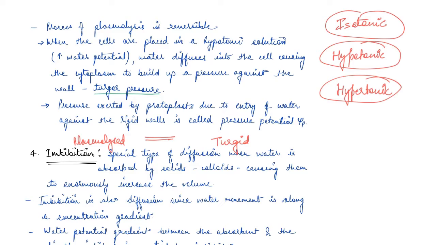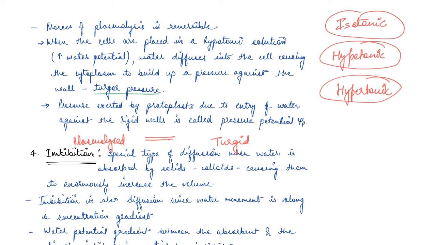So basically, the exact opposite will happen if the cell is placed in a hypotonic solution. So basically, the water potential will be higher. Water diffuses into the cell, causing the cytoplasm to build up pressure, which is known as turgor pressure. And this pressure exerted by the protoplasm due to entry of water makes the cell rigid, right?